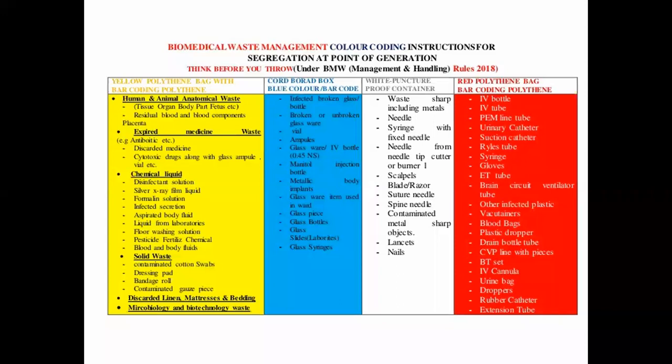And the red is meant for plastic: IV bottle, IV tube, urinary catheter, suction catheter, Ryle's tube, gloves, and even all kinds of droppers, IV cannula, urine bag, rubber catheter, extension tube. All kinds of plastic things will go to the red one. Did you understand?